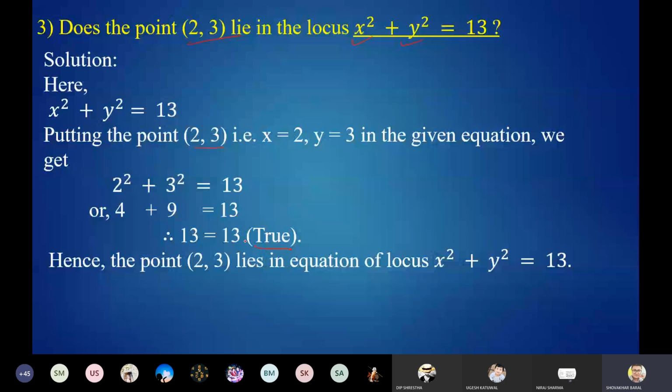So this is true. If it was false, if they are not equal, you need to write here false. Hence the point (2, 3) lies in the equation of the locus x square plus y square is equals to 13.